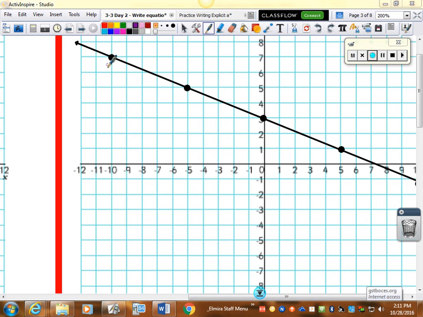Okay, let's say I connect this dot to this dot. 2 and 5. So my rise is 2. That's how many boxes up and down I went. My run, how many boxes side to side, is 5.